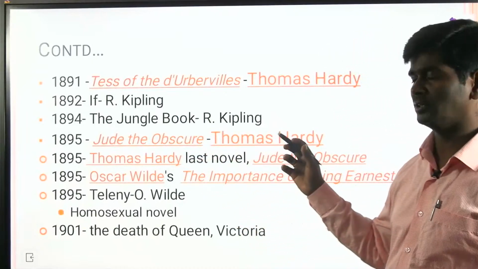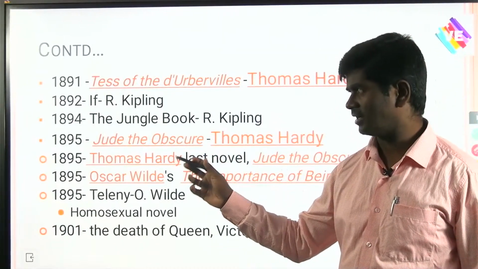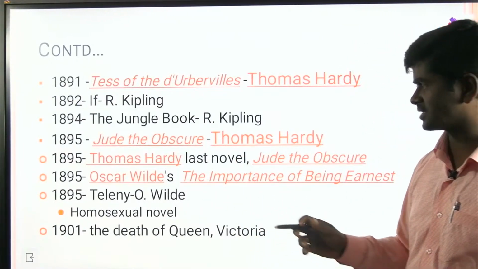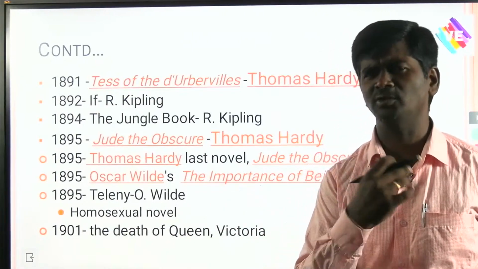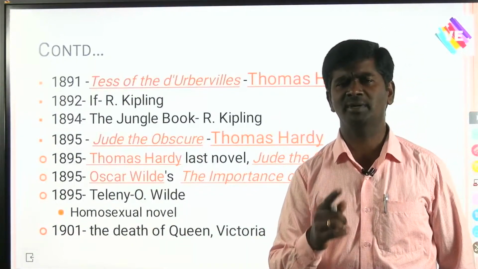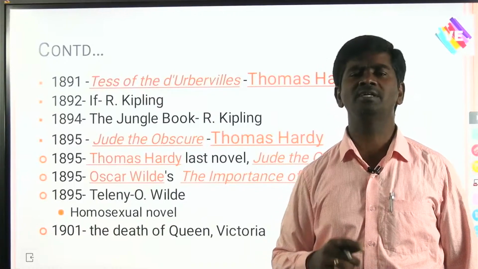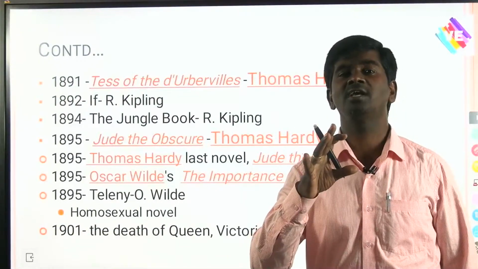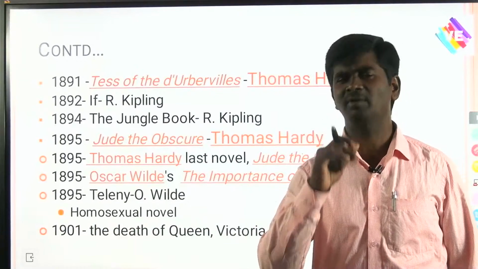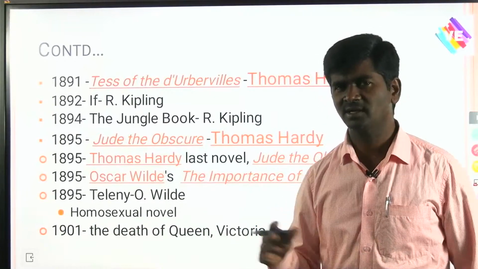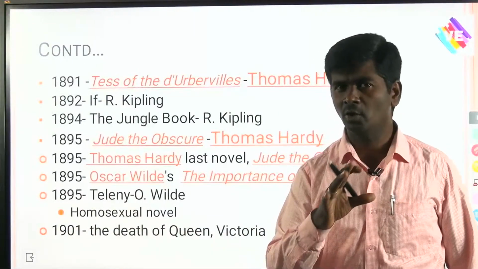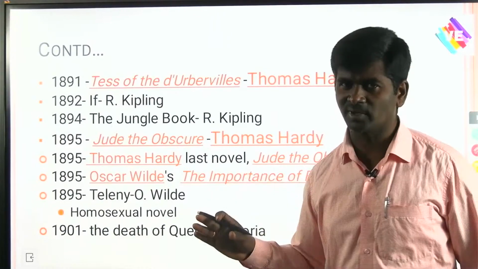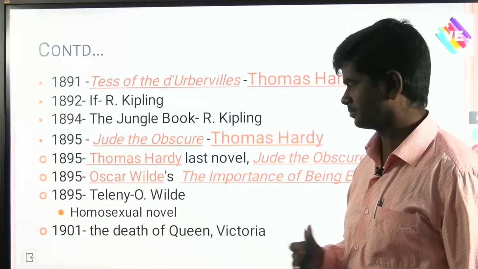Jude the Obscure, the last novel by Thomas Hardy. 1895, last novel, Jude the Obscure. 1895, Oscar Wilde's The Importance of Being Earnest. As I told you previously, Oscar Wilde was one of the major important dramatists of the late Victorian period, who composed some of the interesting creative literature, but people did not accept it, and he was prosecuted and put behind bars a couple of times, and out of shame, died in 1900. He created characters like homosexuals, man-man relationships, women-women relationships. So this is one of that. Teleny, it's a homosexual novel.